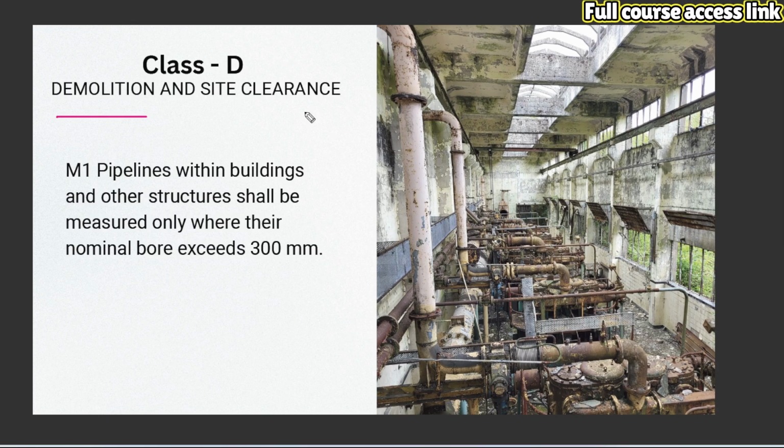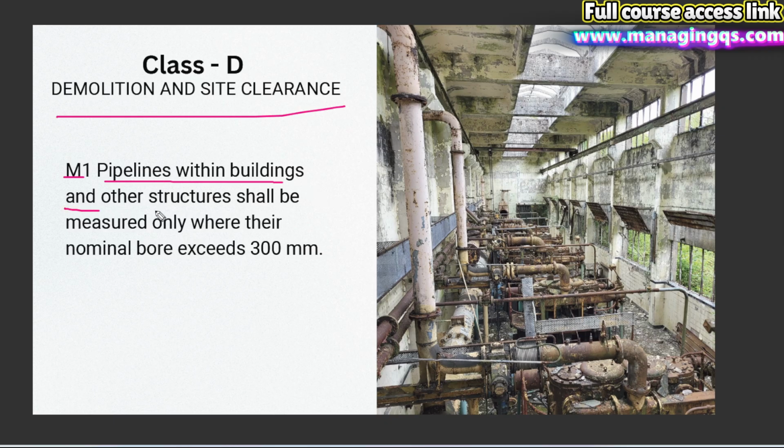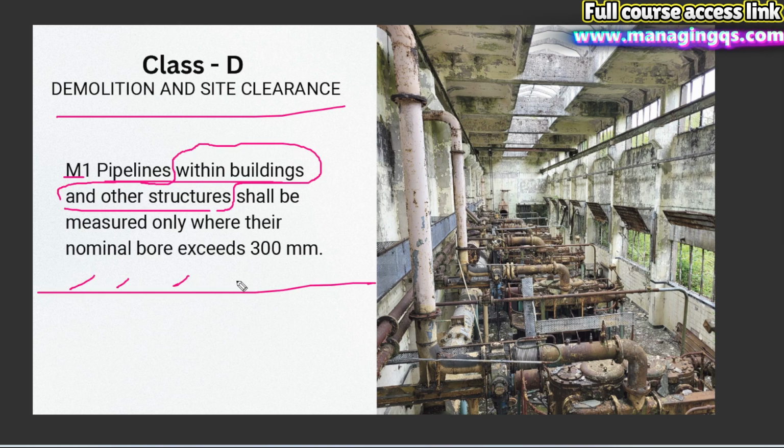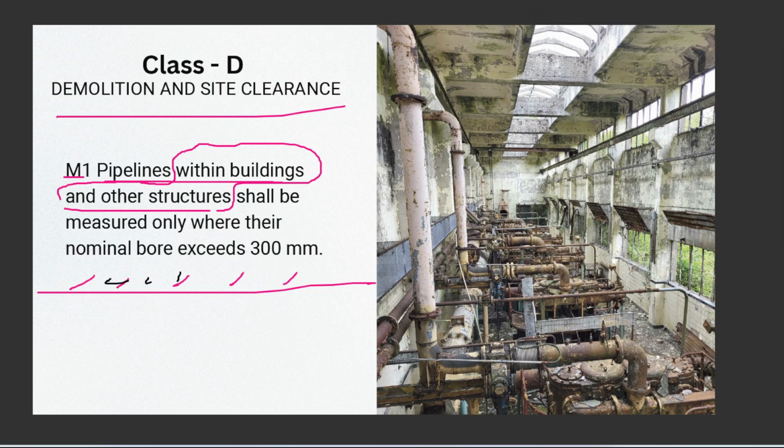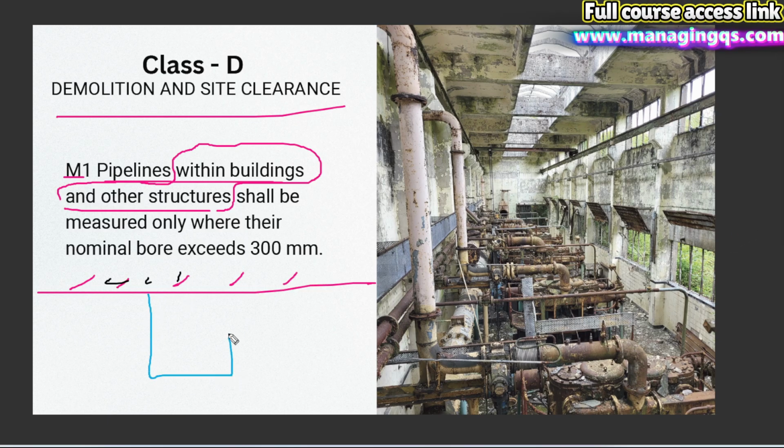In Class D, demolition and site clearance, M1, measurement rule 1 says: pipelines within buildings and other structures. So there is a special term, within the building or any other structure. We know very well how pipelines are generally laid in an infrastructure project. This is our natural ground level. First we have to excavate the trench, then we lay the pipe like this.